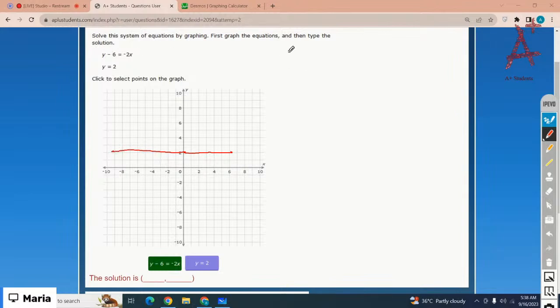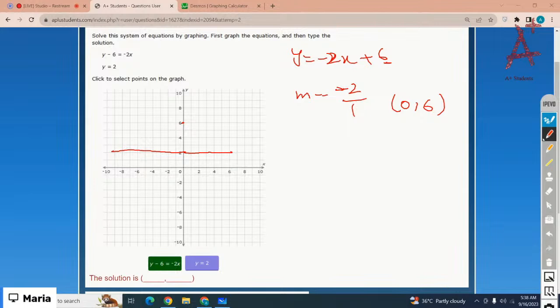Okay, y equals negative 2x plus 6. That is the y-intercept, right? Y-intercept means x is 0, y is 6. Here is x is 0 point, y is 6, right? Then slope is m equals negative 2 over 1.